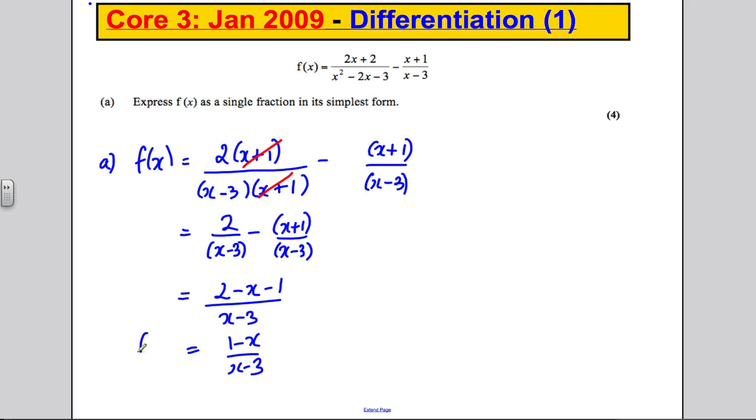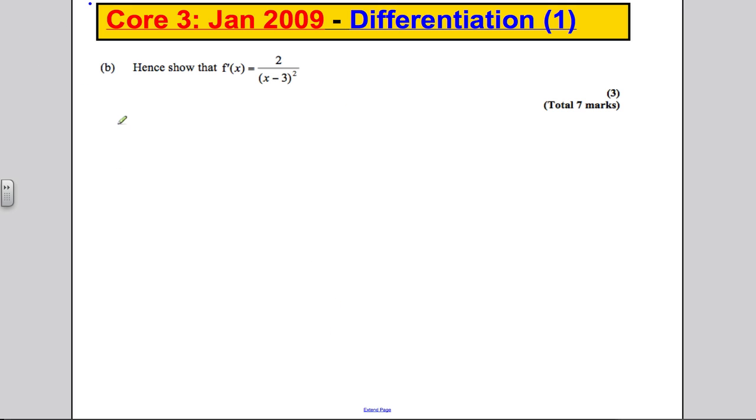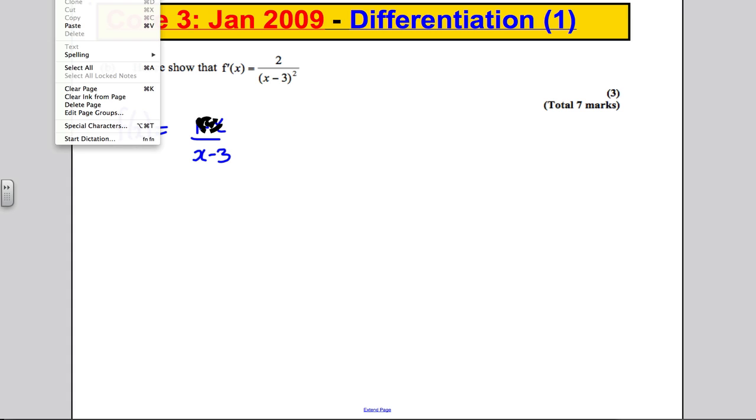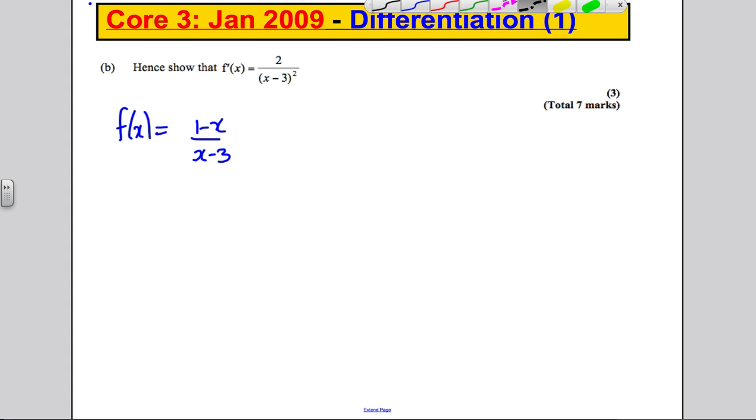Do get into the habit here, f of x, any problems with f of x? Well, it can't be equal to 3. So that's your f of x. The next part was to differentiate the thing. So f of x was equal to 1 subtract x over x subtract 3. It's a quotient. It is of the form u divided by v.